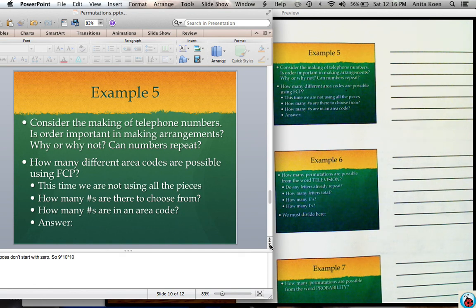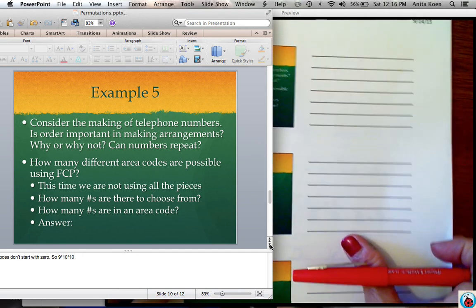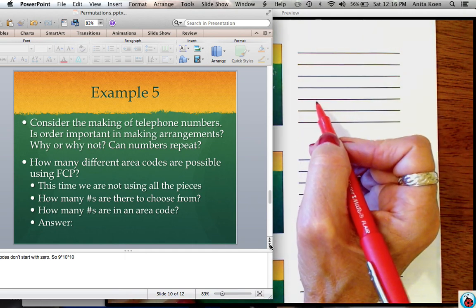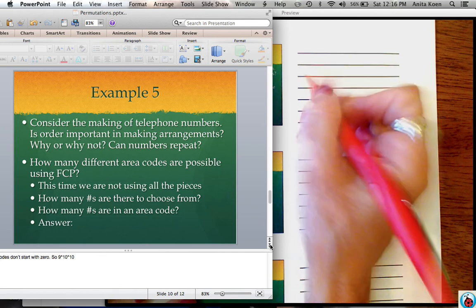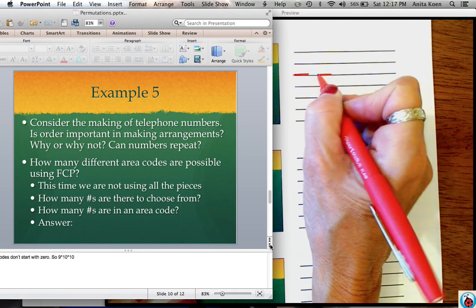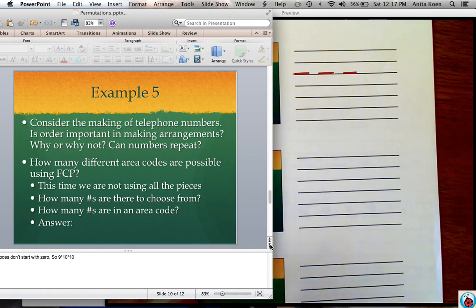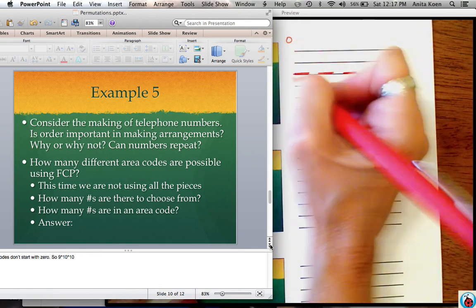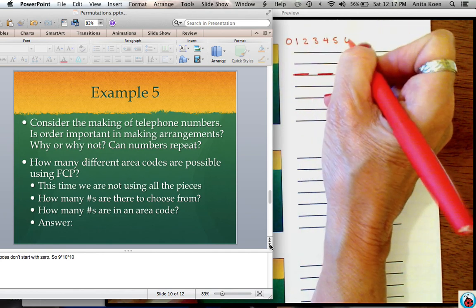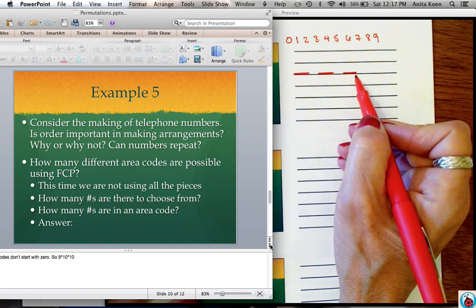So how many different numbers could there be? Well, let's talk about area codes, because area codes are a little shorter than numbers and it won't make us do as much work. So how many different area codes are possible using the fundamental counting principle? Well, the first thing you need to know is that an area code has 3 numbers in it. 3 numbers in the area code. And the numbers that we can choose to put in those places are 0, 1, 2, 3, 4, 5, 6, 7, 8, and 9. We can put those numbers in the 3 places.